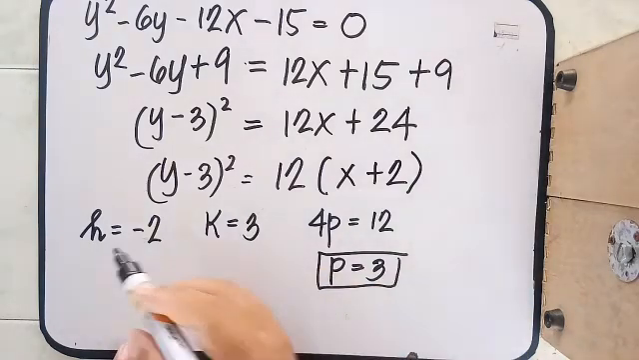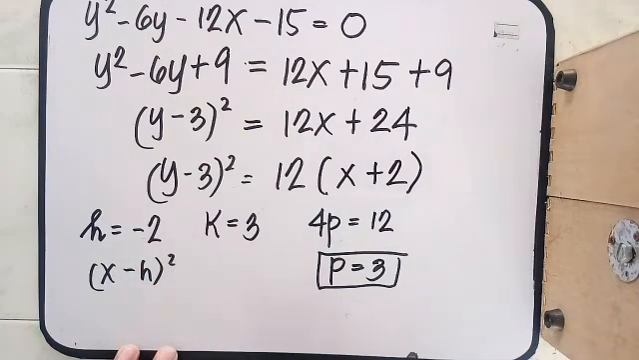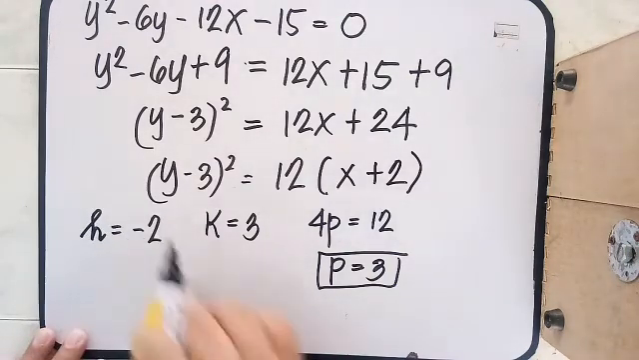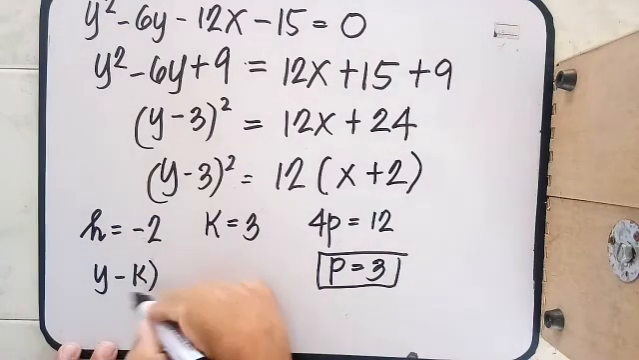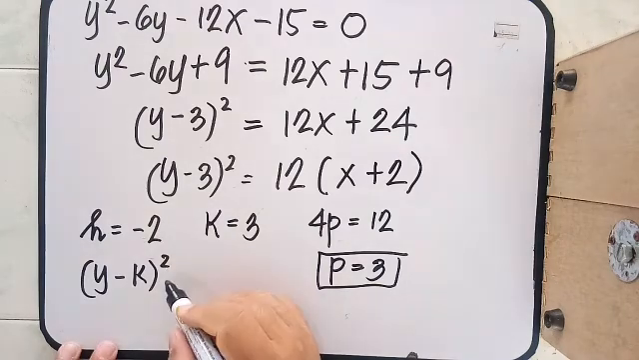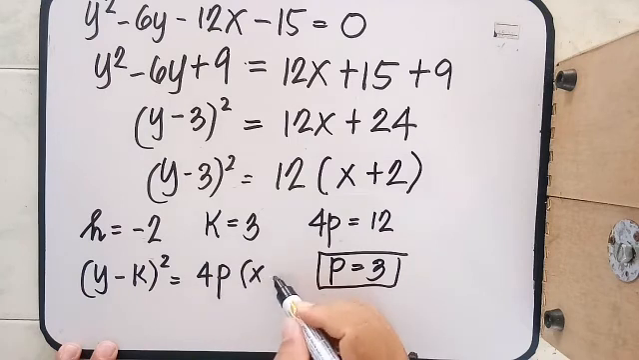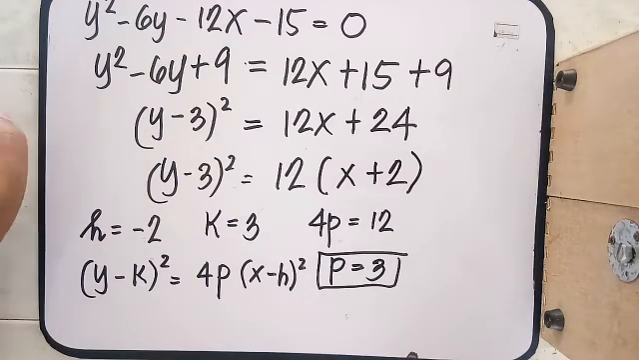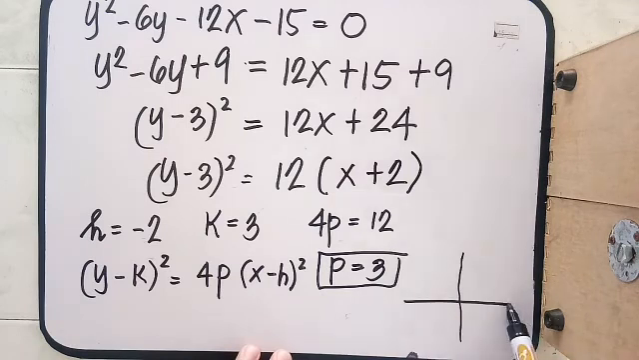Now, this equation is not in the form of x minus h squared. This form of equation is actually in the form y minus k squared is equal to 4p times x minus h. So remember, since the square is in y, the possible graph looks like this. Like that. This will be the picture of our graph.